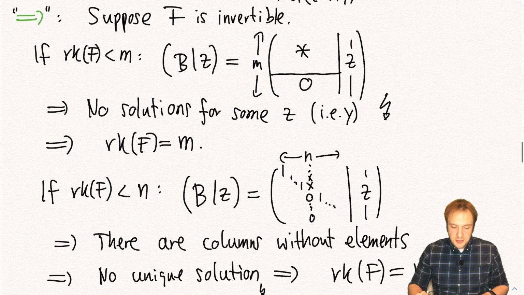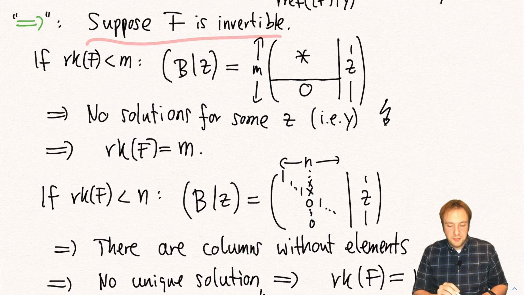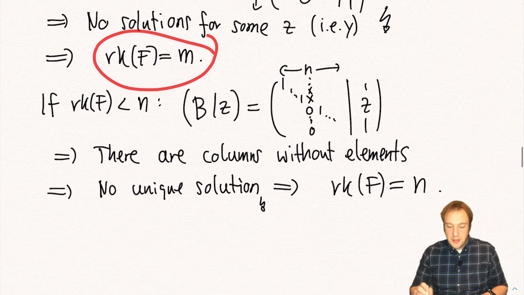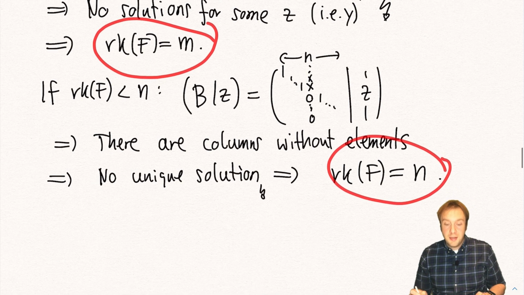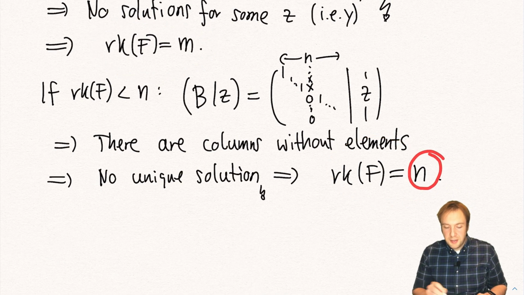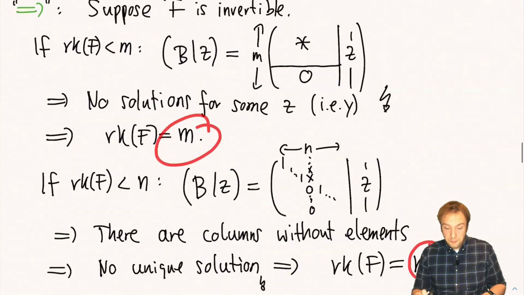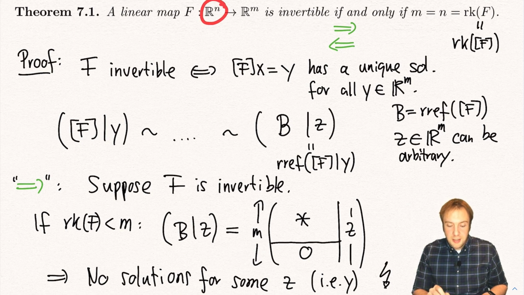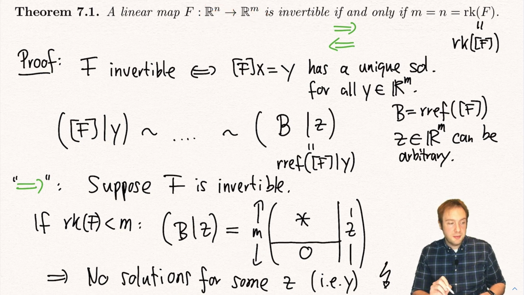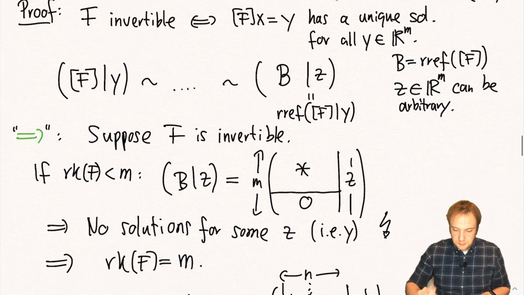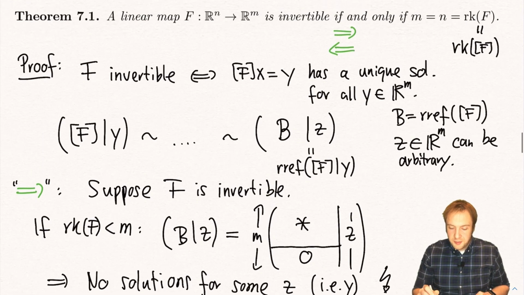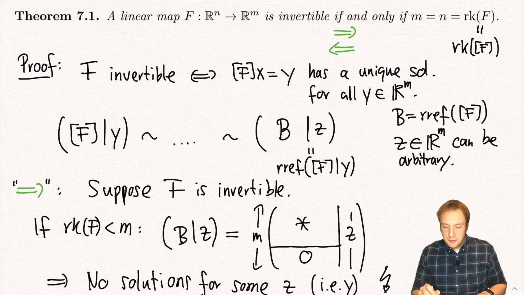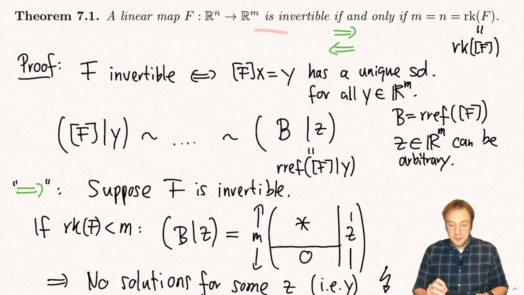So this is one direction. We showed now that if f is invertible, then the rank of f equals m, and the rank of f equals n. In particular, this means that this n needs to be the same as the m. So there cannot be an invertible linear map from R^n to R^m if the m and n are different. Okay, so now the other direction, which is actually quite simple. Now let's assume that the rank equals m and n, and we want to show that this f is invertible.